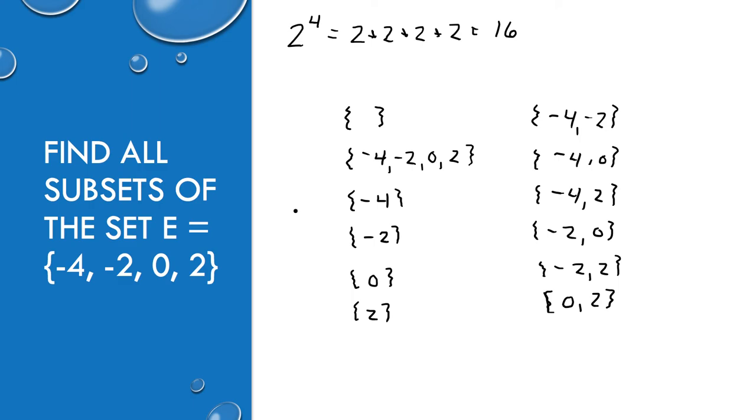We need 4 more. So the remaining 4 are subsets that have 3 elements in them. And sometimes these are a little bit more difficult to come up with. So I know -4, -2, and 0 would be one of them. We could do -4, -2, and 2. That would be another one. We could do -2, 0, and 2. That would be another one.